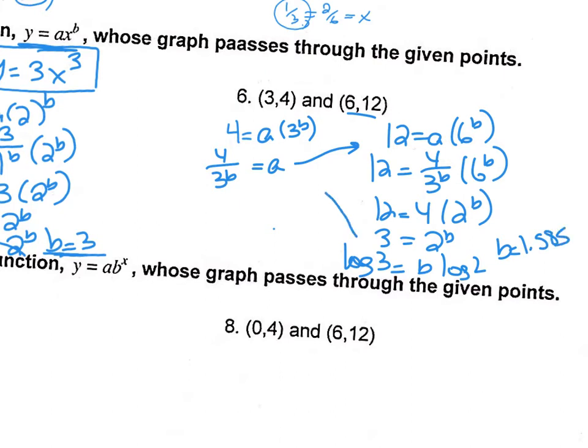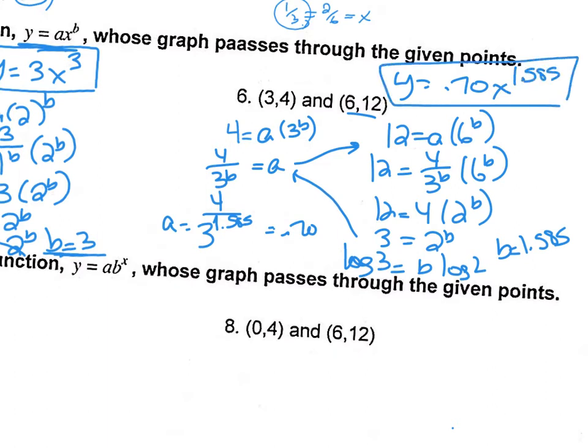I'm going to plug that in up here to find my A. So I'm really plugging it right here. 4 over 3 to the 1.585 power. And that's going to tell me what my A is. So I'm going to punch that in too. 4 divided by 3 to the 1.585 power. I got 0.70. So my answer, Y equals 0.70 times X to the B power, which is 1.585 is the power. Not very good handwriting right there, but there you have it.